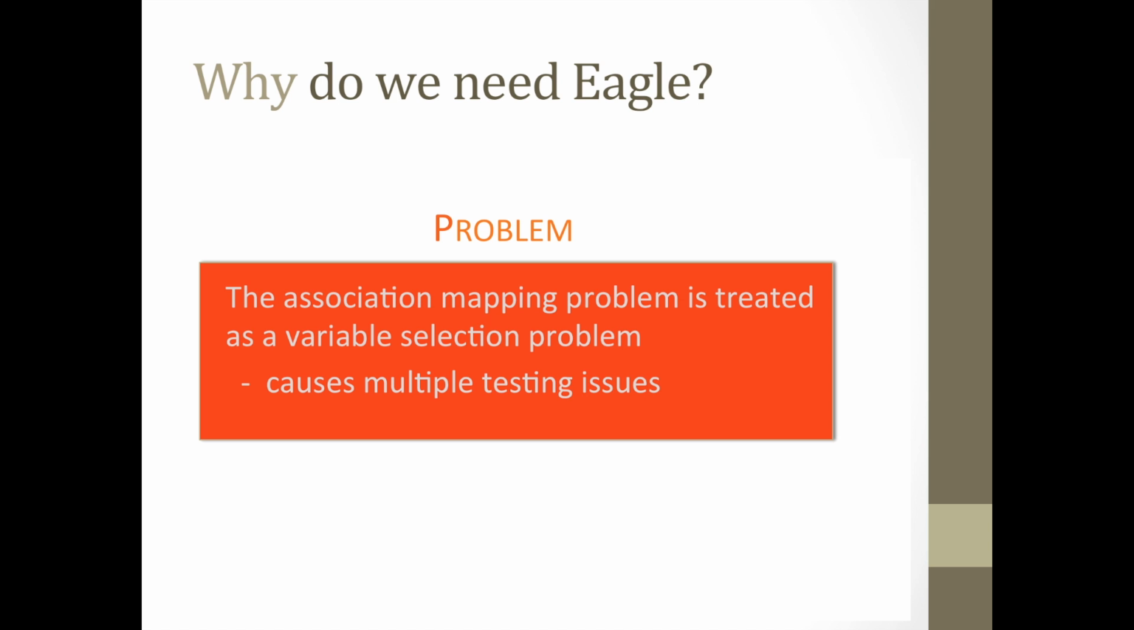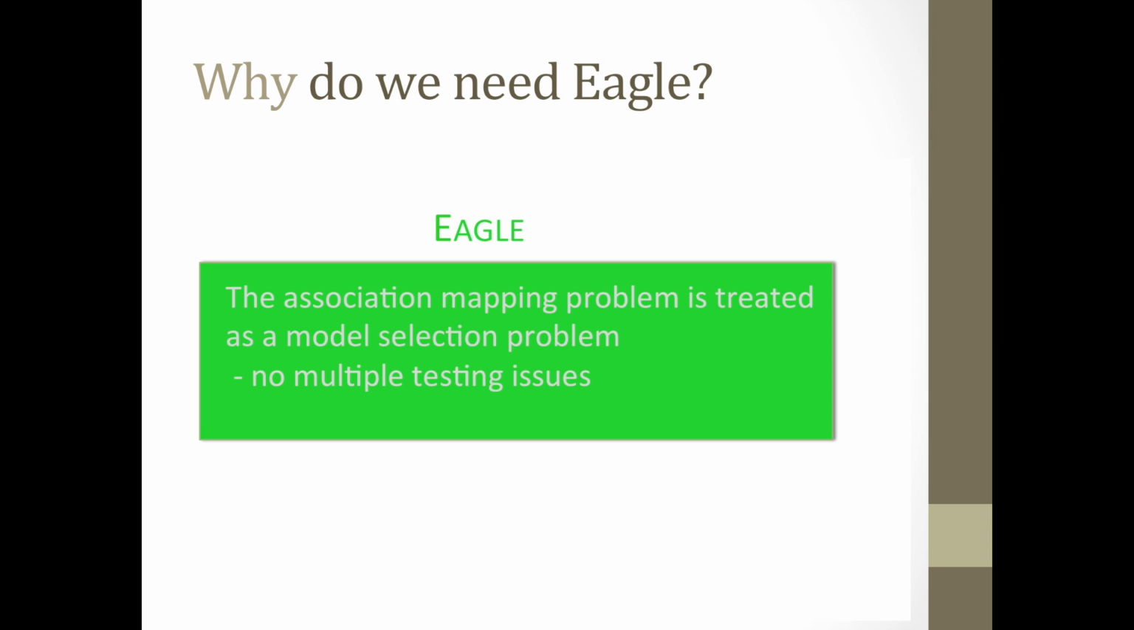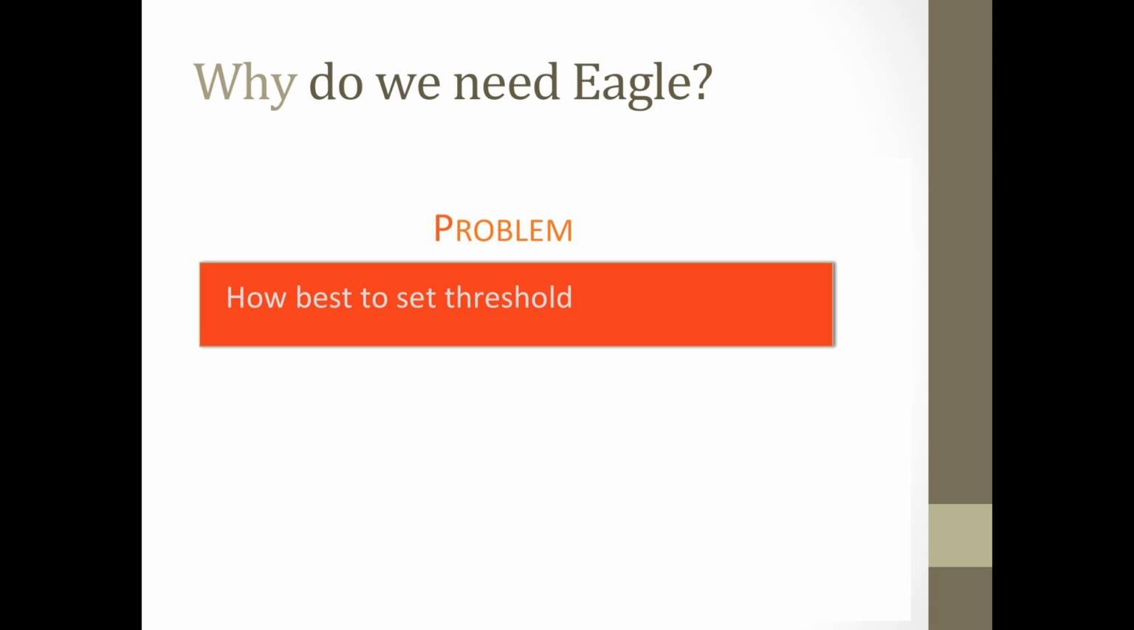So the way we get around that in Eagle is we don't think about it as a variable selection problem, we think about it as a model selection problem. And what that means is we're now released from having to deal with multiple testing issues. We don't have any multiple testing issues sitting within Eagle. One of the other issues with dealing with Manhattan plots is you have to come up with a threshold. So what you say the threshold is if points sit above the threshold, then you're going to believe that it's a true signal. If points are below the threshold, then you're going to say it's just random noise.